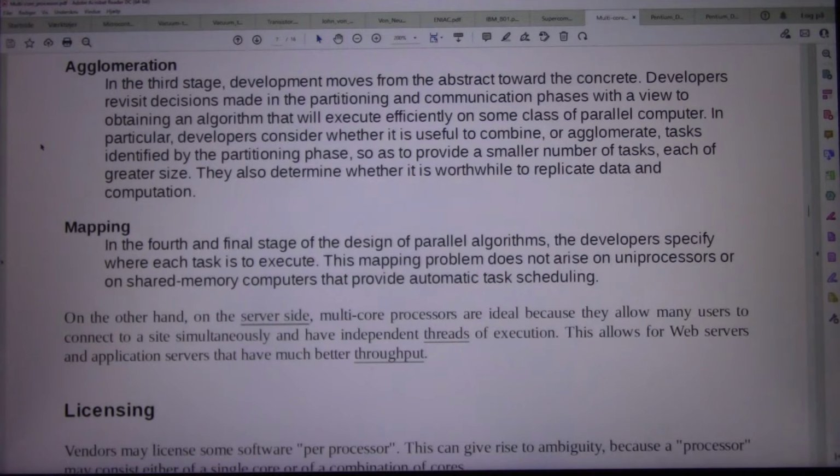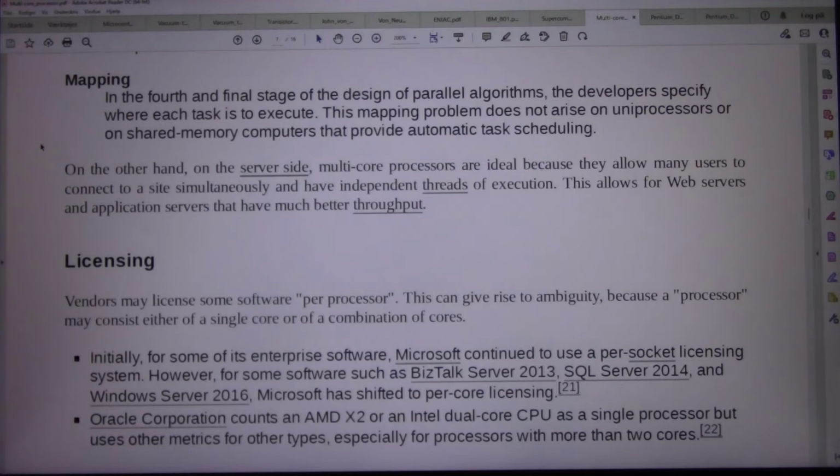Mapping. In the fourth and final stage of the design of parallel algorithms, the developers specify where each task is to execute. This mapping problem does not arise on uniprocessors or on shared memory computers that provide automatic task scheduling.